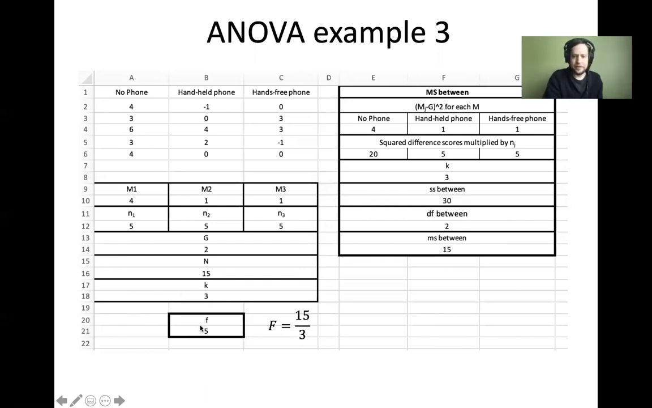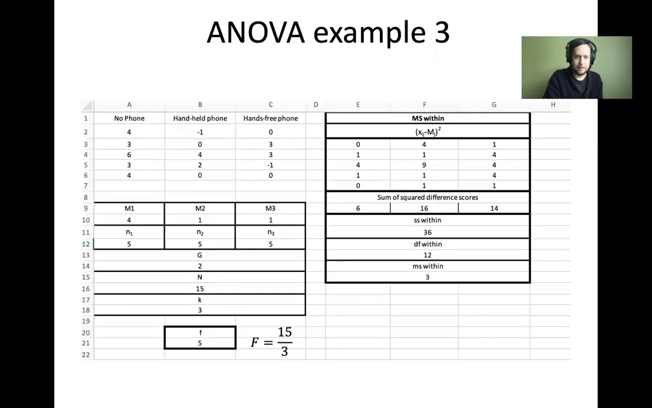Questions or comments about how to use the F table? Okay. If I recall, there's no F table questions on the test, though.